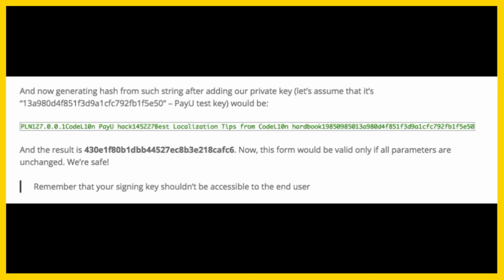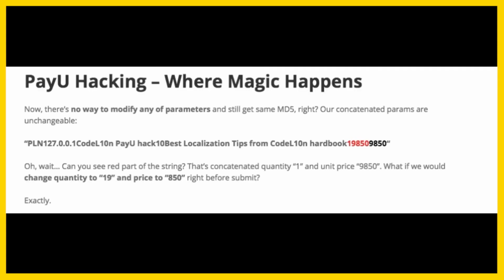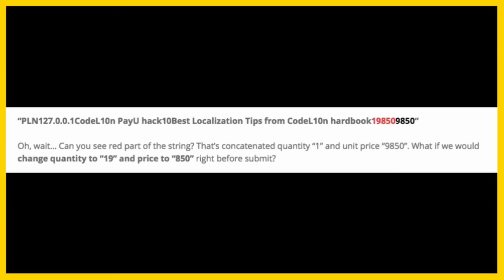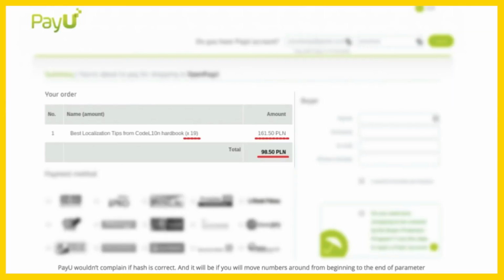But there is a problem here. Since all the parameters are appended one after the other like this, they can be altered by making sure that the value of the whole string does not change. In that case, the hash value also would not change. For example, as mentioned in this article, we can change the number of units to 19 and the unit price to 850, and we will still have the same string even though we've changed the parameters. By doing this, we can buy 19 units of the product for just 850 each. Remember that the original price of each item is 9850, but we are buying 19 items for just 850 each.